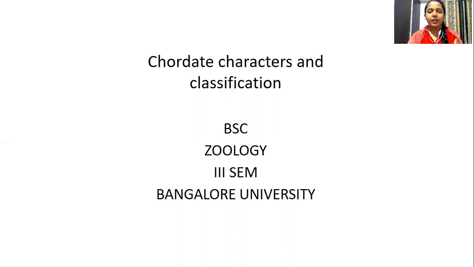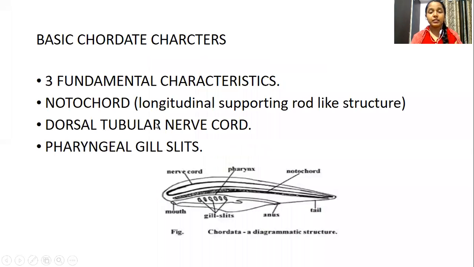In this video, I'm going to explain chordate characters and classification. When we look into the animal kingdom, we categorize the animals into two categories based on the presence or absence of the notochord, that is, non-chordates and chordates. This is otherwise called invertebrates and vertebrates. Of course, when we look into the evolutionary process, in between the non-chordates and the chordates there is another class of individuals, that is hemichordates.